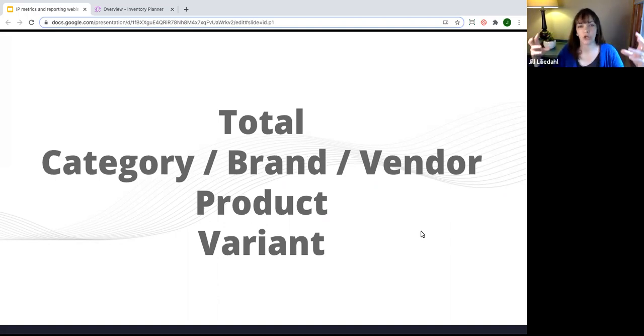So the first part, we're looking at a general overview here. So we're going to start on the total level, and we'll get into actual reports within Inventory Planner. We're going to start on a total level because we want the big picture of what's going on. And then we're going to dig into it at a category, brand, or vendor level. I really like to get in on a category level.